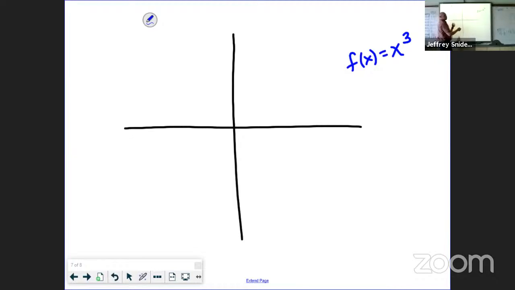What would f of 0 be? 0, right? What would f of 1 be? 1. What would f of 2 be? 8. 1, 2, 3, 4. Okay? So it looks like it's going to go like this on this side, right? What about f of negative 1? Negative 1. What about f of negative 2? Negative 8.